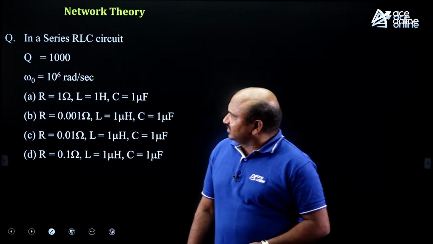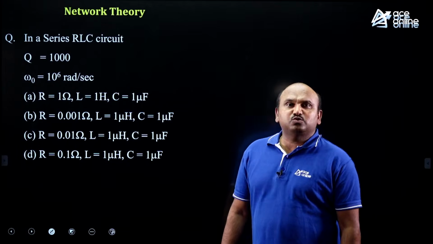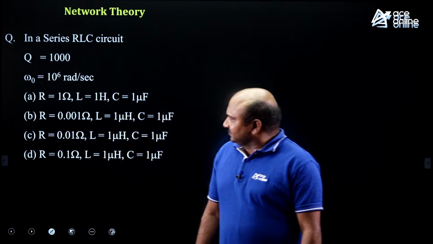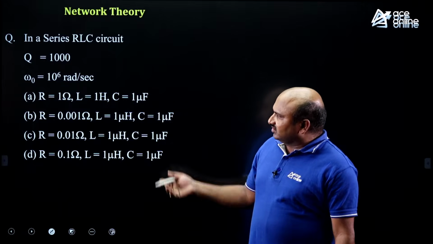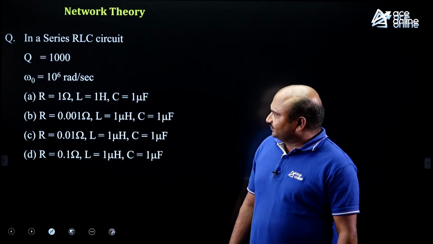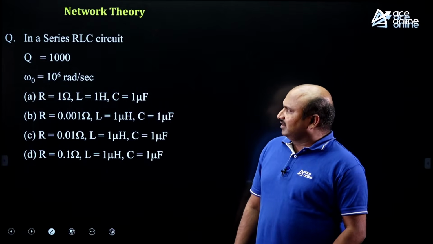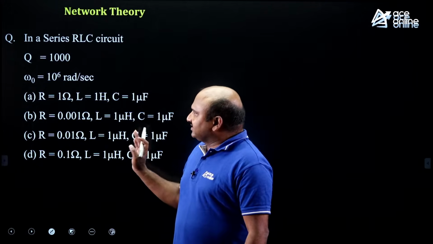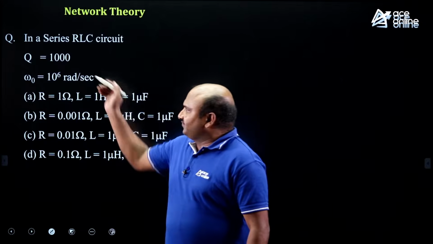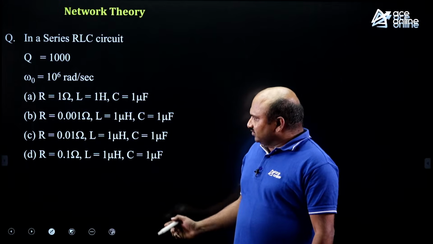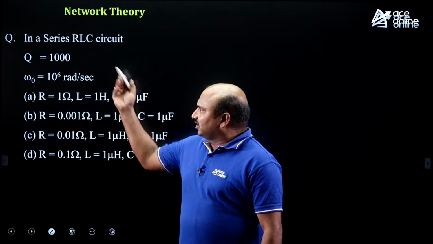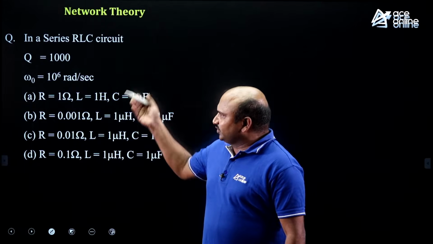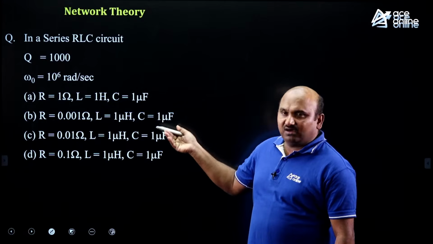The first question is, in a series RLC circuit, the Q factor is given. After the Q factor, the resonant frequency is given, and we need to estimate the values of R, L, C. Guys, for this example, these values are not sufficient to get all three, so I would like to consider the options to get the answer. According to the options, we need to extract the values of R, L, C.